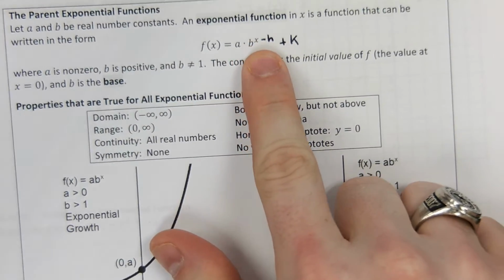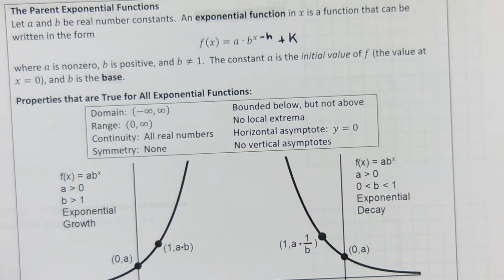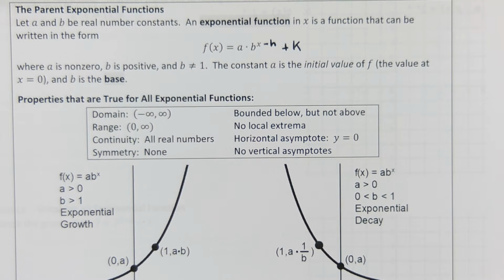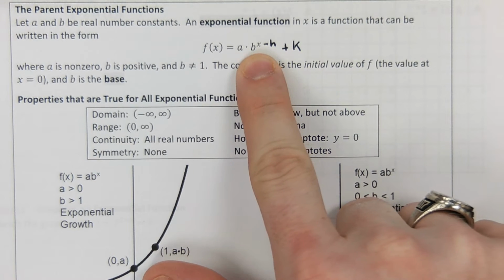Other than the horizontal and vertical shifting, what else is going on here? The letters A and B. A is the same thing that A is in every other equation. It's literally just going to represent a vertical stretch or shrink. But B now stands for base. See how B is how you start the word base? B for base. What separates this chapter from our last chapter is now our exponent is the unknown.